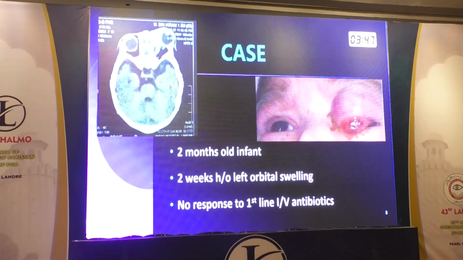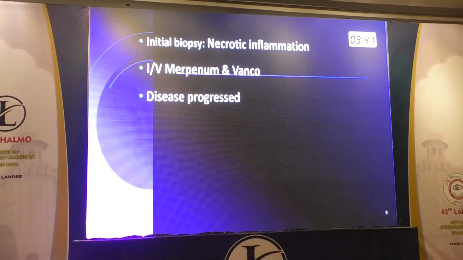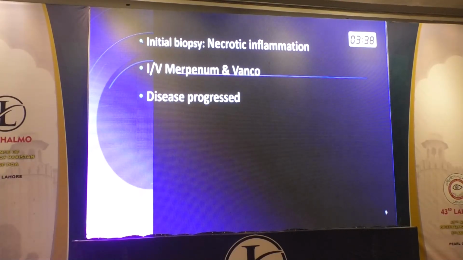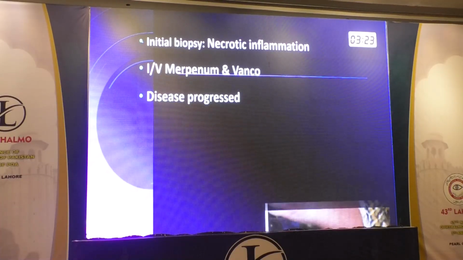Initial imaging showed that the lesion was only involving the medial side of the orbit. Because the patient was already on first line IV antibiotics, we decided to go for a biopsy. It showed only necrotic inflammation the first time. Second line IV antibiotics, meropenem and vancomycin, were started in consultation with pediatric medicine, but the patient didn't respond and the disease progressed.